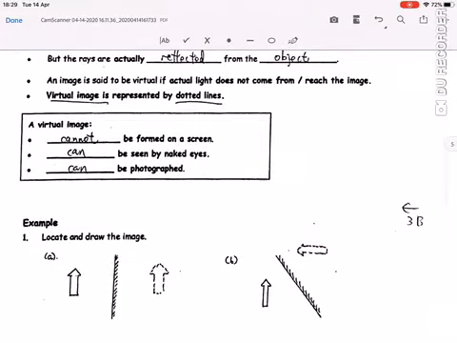It's the mirror that we are actually reflecting off. And a virtual image can be seen by our naked eyes. So basically, we can see it through the mirror. That's what it means. And it can be photographed. Okay? So there are some basic ground rules on what it can do.